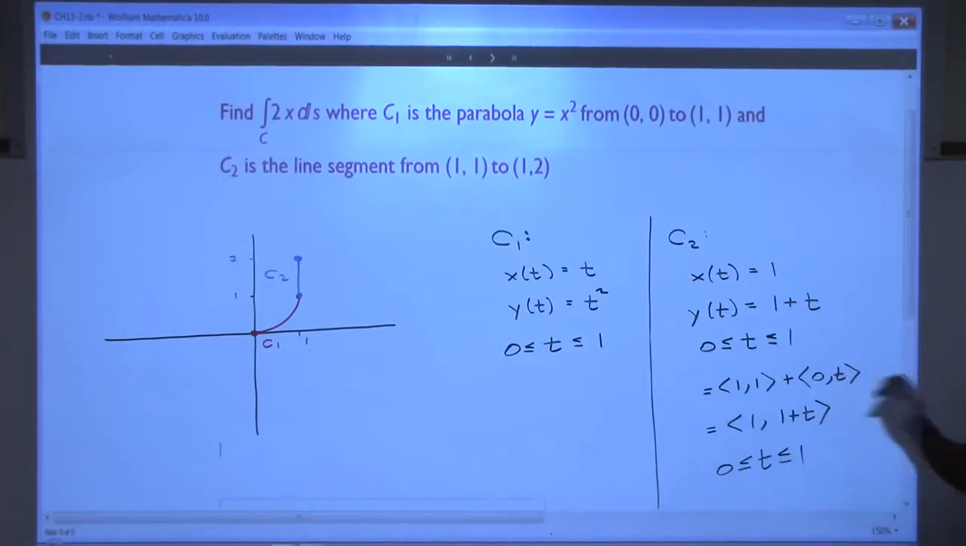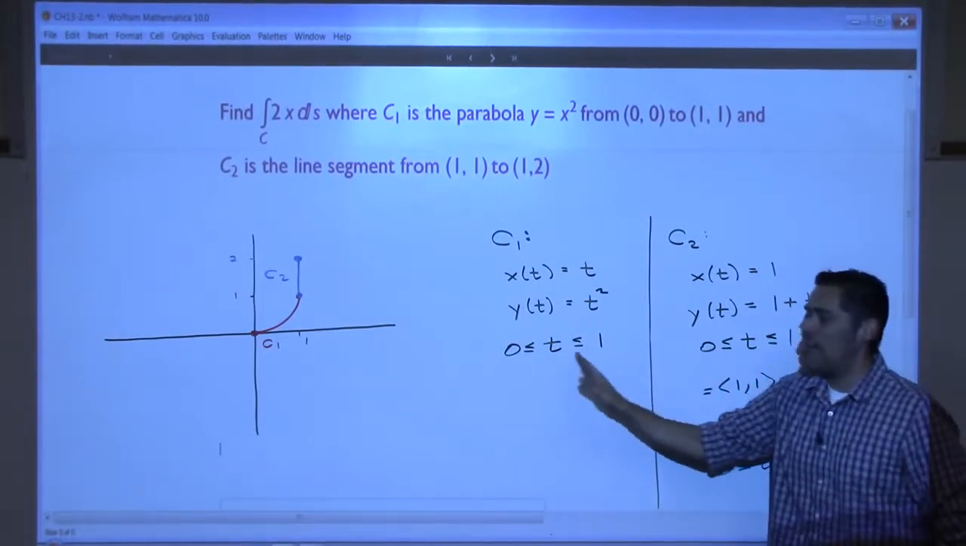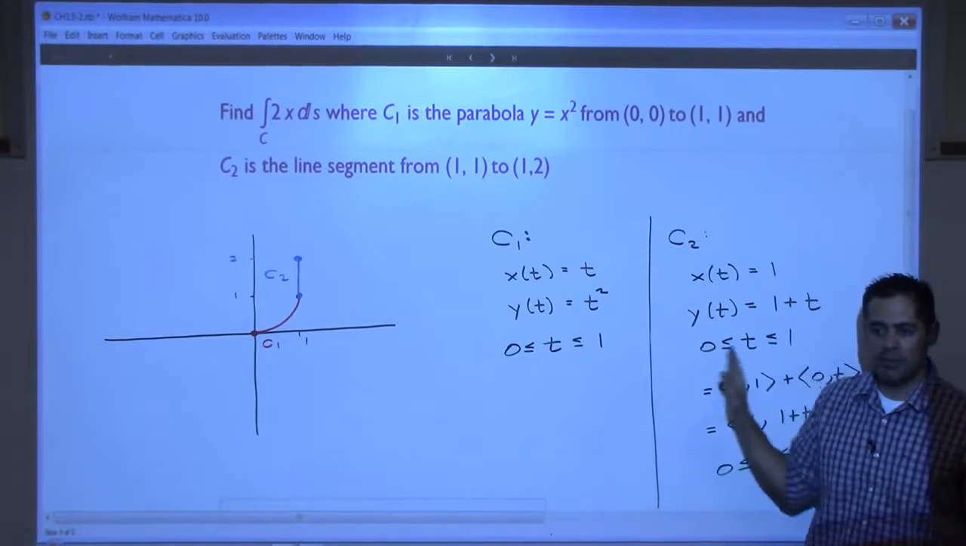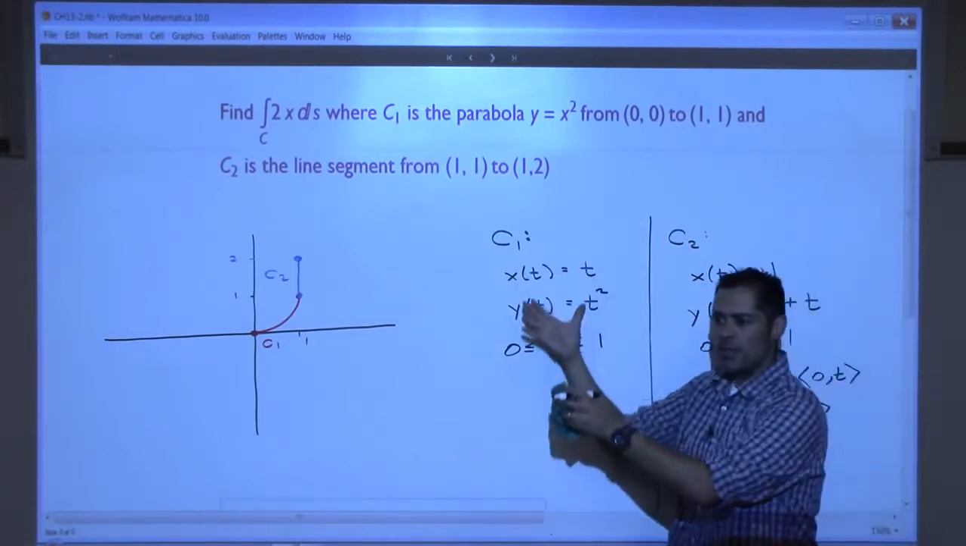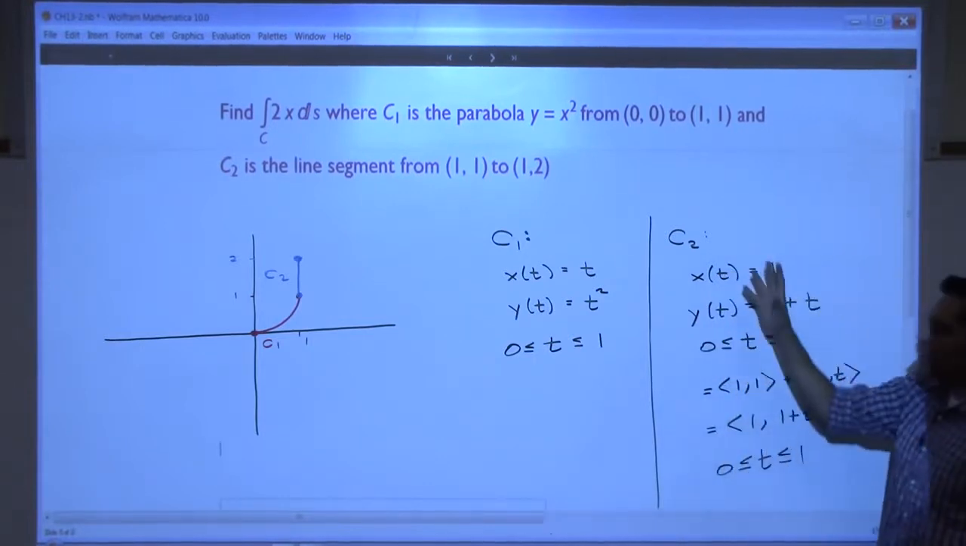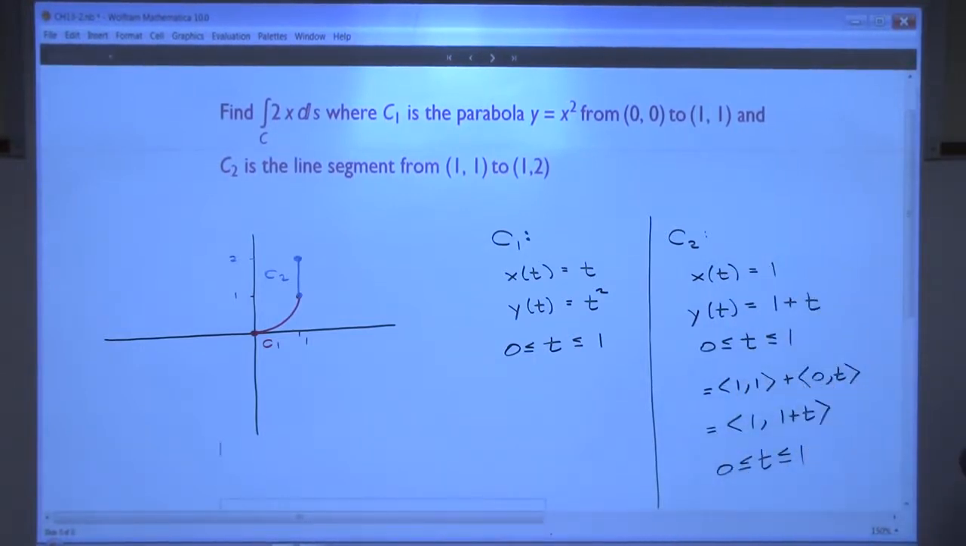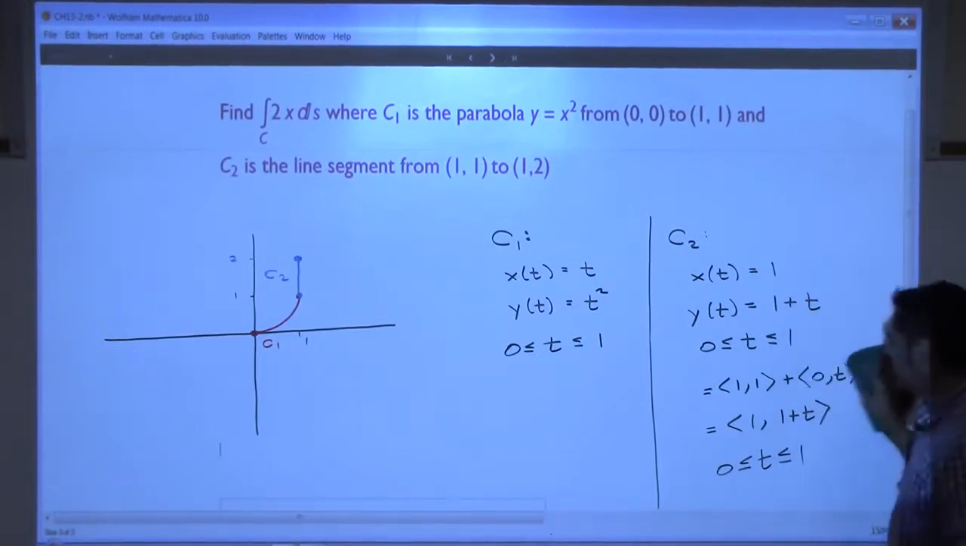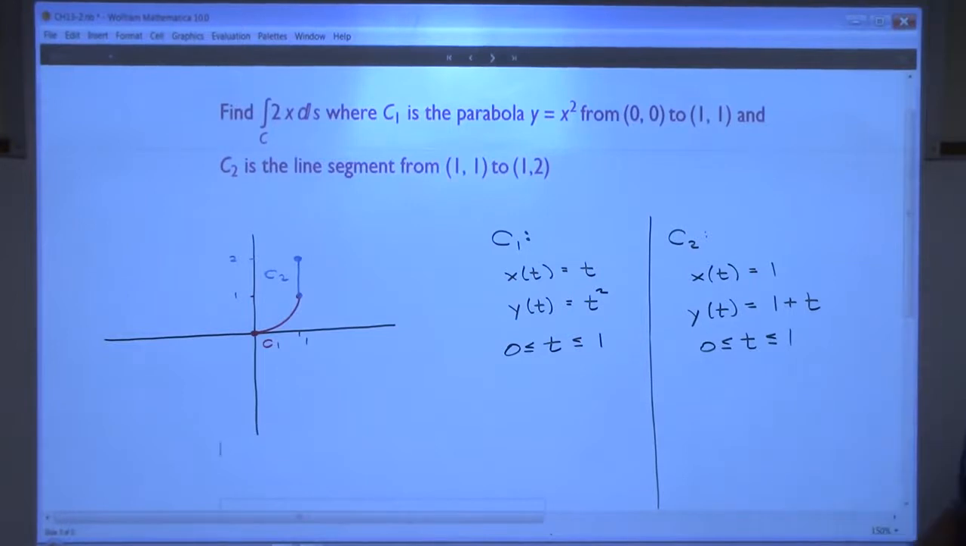I will point out that these t's do not have to be between the same values, okay? Whatever you're doing on this curve, you can have t between anything. It doesn't matter. But whenever you do line segments, we will always have 0 to 1 if we do it the way that I've shown you. There are other ways to do it, but I think this is the cleanest way. Any questions?